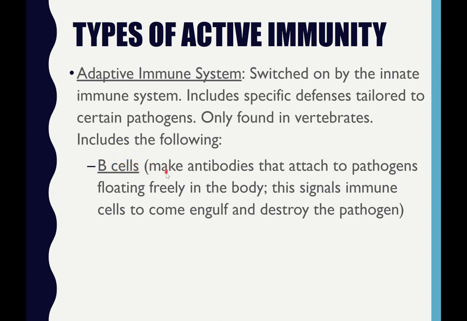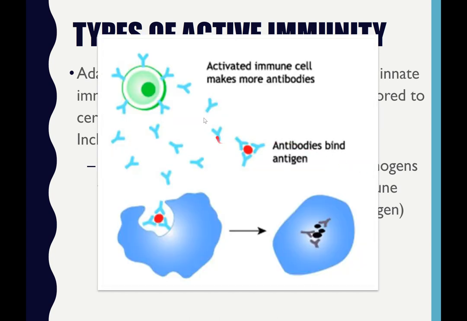Now, B cells make antibodies that are going to attach to the pathogens that are floating in the body. And this signals the immune cells to come and engulf and destroy the pathogen. So those phagocytes that we were talking about a minute ago will find the B cells that have attached to the pathogens so that they know where the pathogens are. So activated immune cells make antibodies, antigens bind to it, right? That way we can destroy those pathogens.